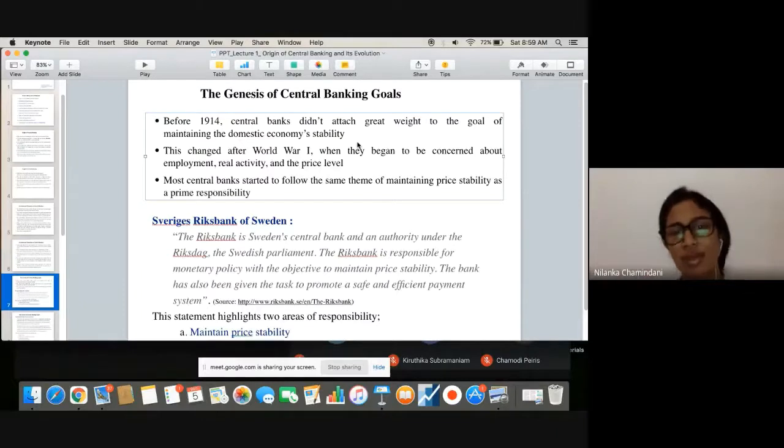So here is the story that I've already discussed with you. This changed after World War One, when they began to be concerned about employment, real activity, and the price level, right? There is a very close relationship between unemployment and inflation, right? Because so many theories evolved at the same time after World War One. I mentioned it earlier as World War Two. I'm extremely sorry. It was World War One, right?